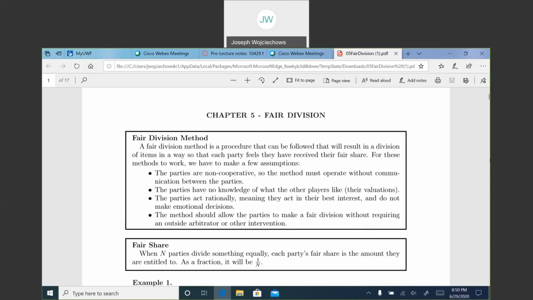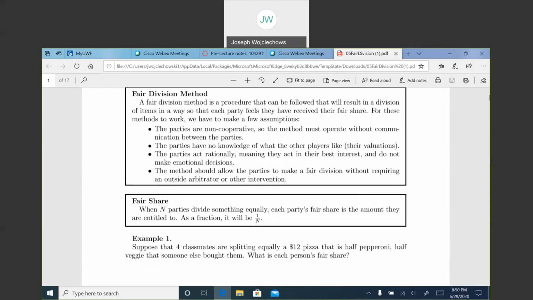For these methods to work, we need to make the following assumptions. The parties are non-cooperative, so the method must operate without communication between the parties. The parties have no knowledge of what the other players like, what their evaluations are. The parties act rationally, meaning they act in their best interest and do not make emotional decisions. And the method should allow the parties to make a fair division without requiring an outside arbitrator or other intervention.